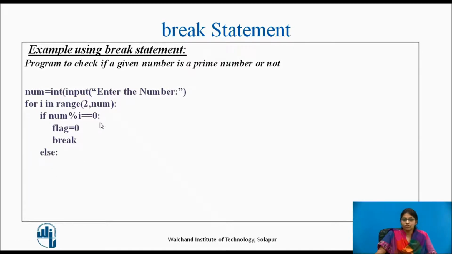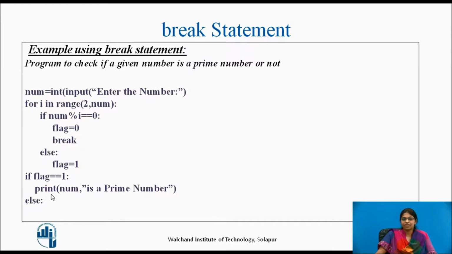Otherwise, if the number is not divisible by I, then we are making flag equal to 1. Flag equal to 1 indicates that the number is a prime number and it is not divisible by any other number other than 1 and the number itself. Once it comes out of the loop, we are checking the flag status. If the flag is equal to 1, it indicates that it's a prime number and we are printing that the number is a prime number.